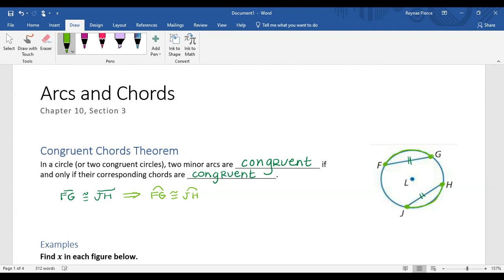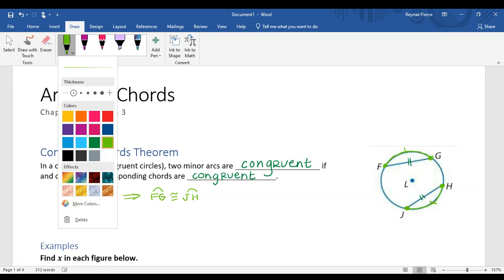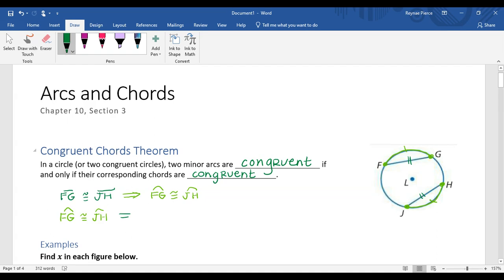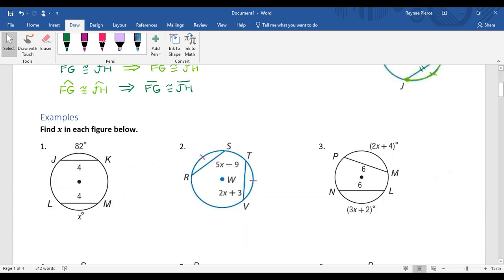We can also say the opposite of that. If the arc FG is congruent to the arc JH, then we can say the chords, the line segments, are congruent too. Looking at some examples here, find X in each figure below.